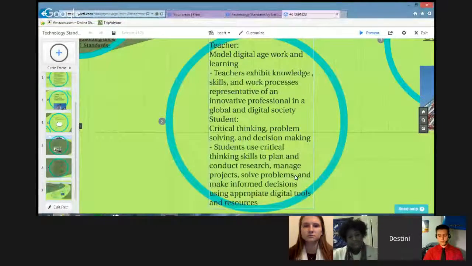The teacher standard that I chose was Model Digital Age Work and Learning. This is where teachers exhibit knowledge, skills, and work processes representative of an innovative professional in a global and digital society. For the student standard, I chose critical thinking, problem solving, and decision making. Students use critical thinking skills to plan and conduct research, manage projects, solve problems, and make informed decisions using appropriate digital tools and resources.